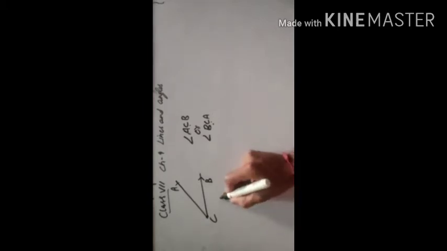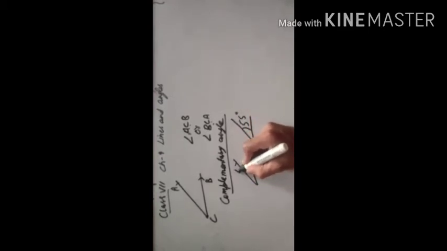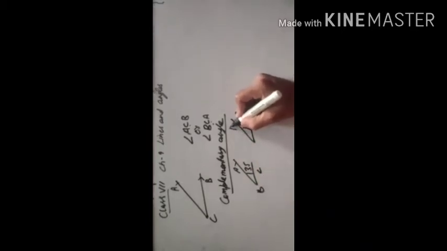So next is complementary angles. Two angles whose sum is 90 degrees are called complementary angles. Suppose this angle is 35 degrees and this angle is 55 degrees. This is ABC and DEF. So angle ABC plus angle DEF is equal to 35 plus 55, that is 90 degrees. So these are complementary to each other.